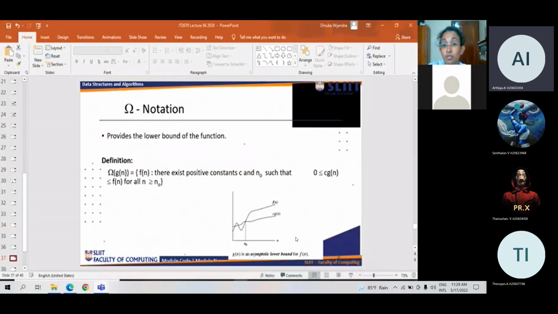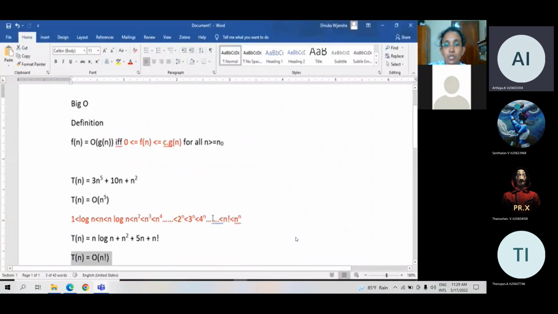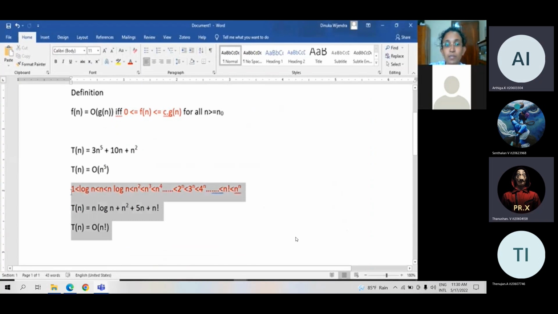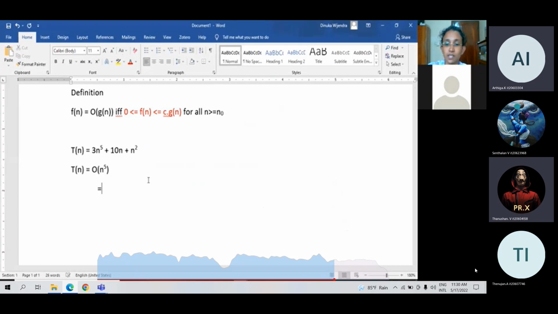Before going for the omega notation, I just want to let you know this one as well. Now I will go through one thing with big O again. For this question, the answer is O(n^5). That's the upper limit. If someone says the answer is n.